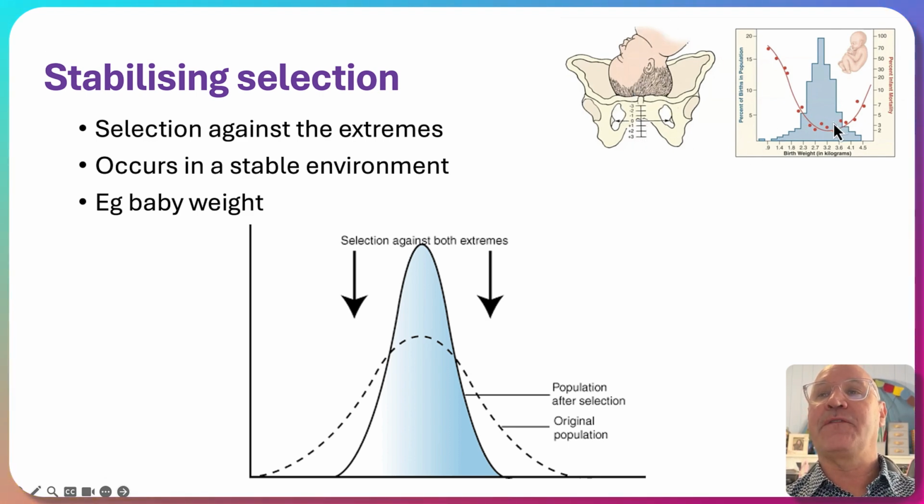So we find that there is a stabilising effect where the majority of the baby's birth weights are stabilised around the middle, and there's selection against the extremely low and extremely high birth weight. So that's an example of stabilising selection.